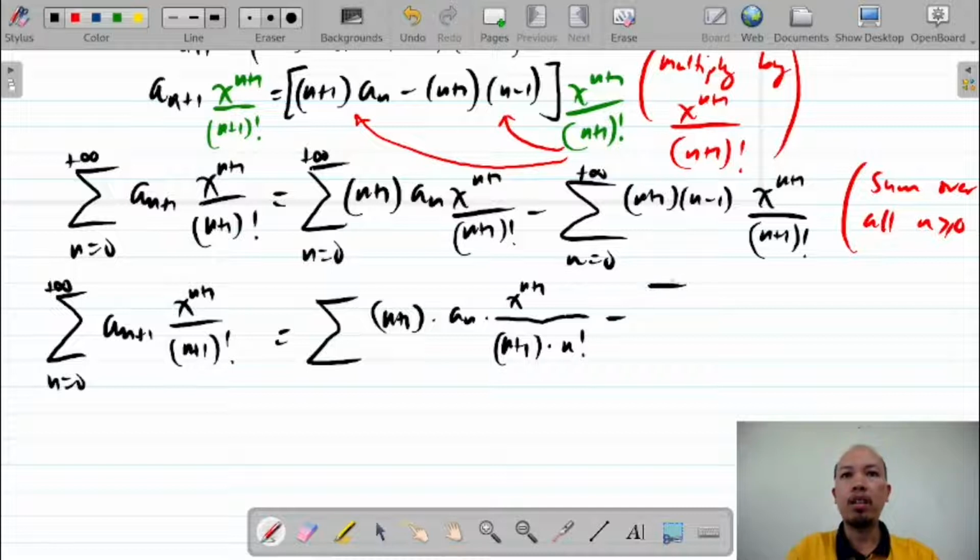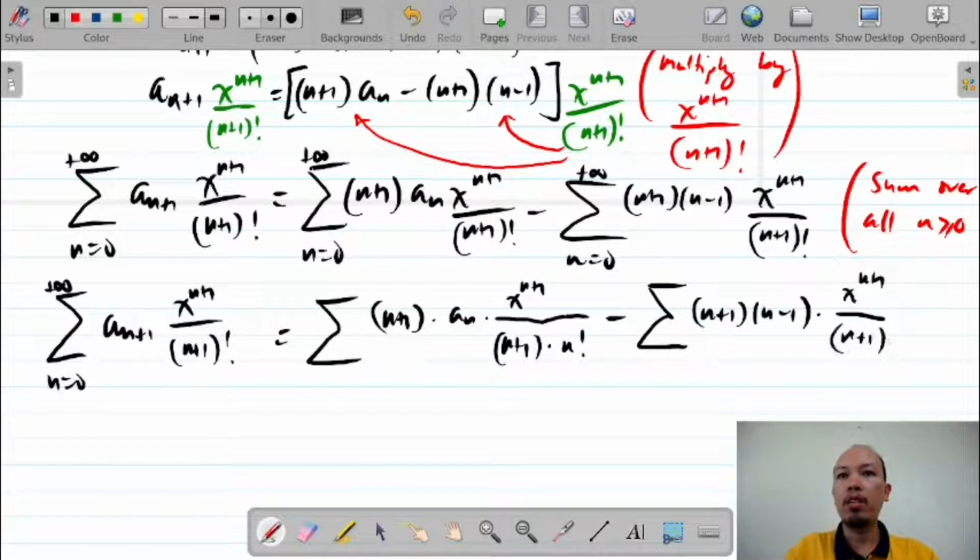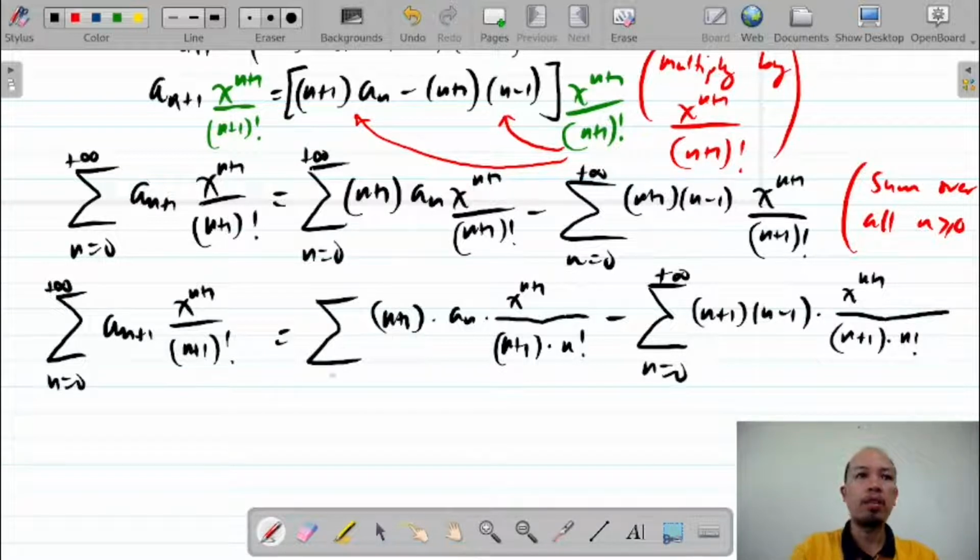How about the second term? This will be the same explanation. This is x to the n plus 1 over n plus 1 times n factorial, where n starts from 0 to positive infinity. So what we have here is we can cancel this one. This is multiplication, that one.